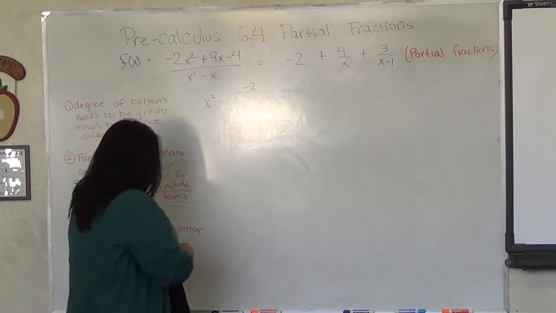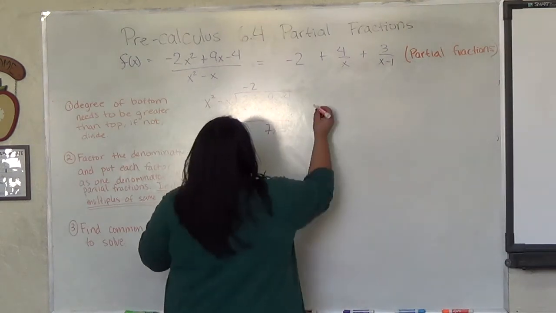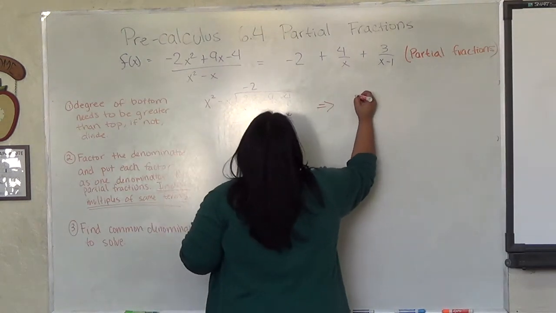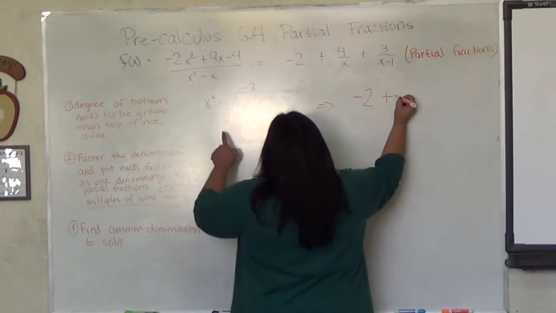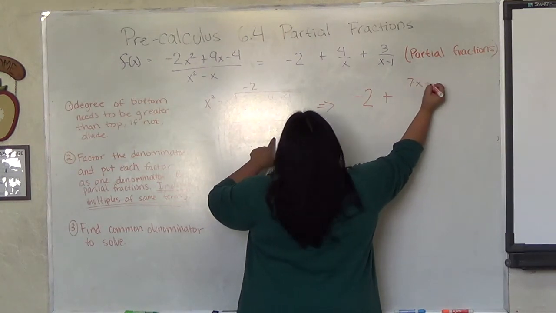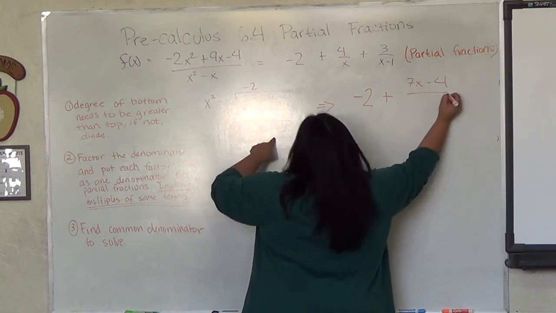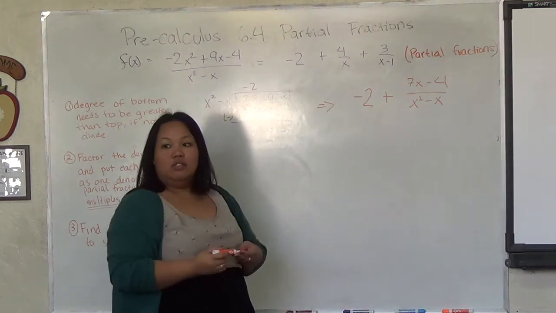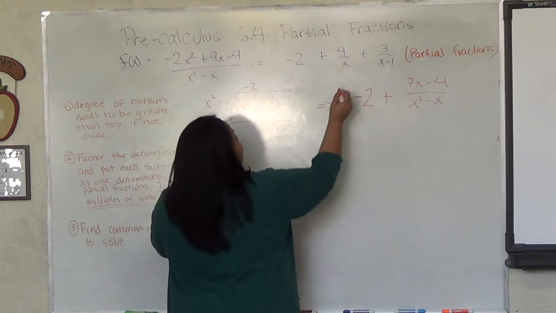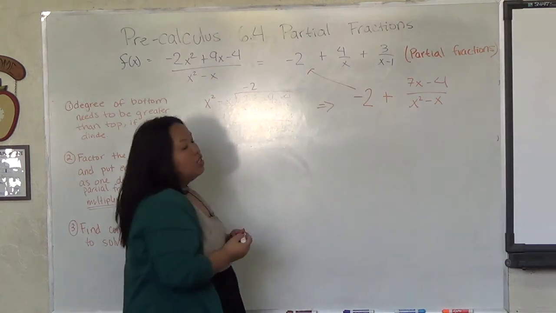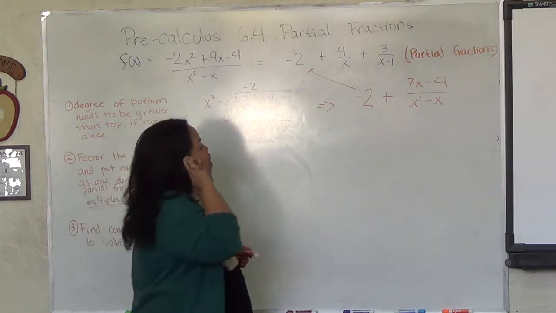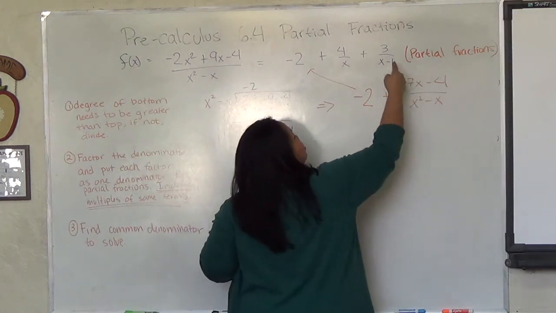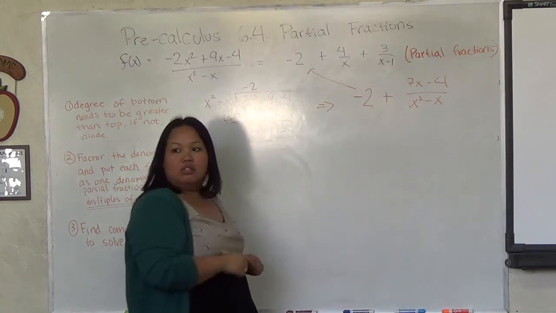Does that make sense? So then my answer is 2, and the remainder is negative 2 plus the remainder, 7x minus 4 over our denominator. Okay. So we have the first part so far. You see that? And now I'm going to take this and decompose it into these partial fractions.